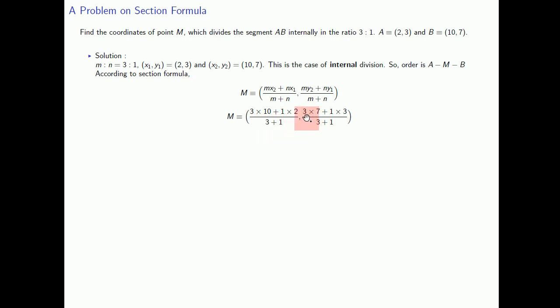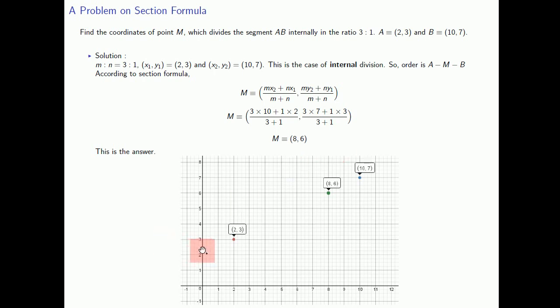Similarly, the y coordinate will be 3 into 7, the y coordinate of B, plus 1 into 3, which is the y coordinate of A, divided by 3 plus 1. So if you simplify this, you'll get 30 plus 2, which is 32, upon 4, which is 8. And the y coordinate will be 21 plus 3, which is 24, divided by 4, 6.